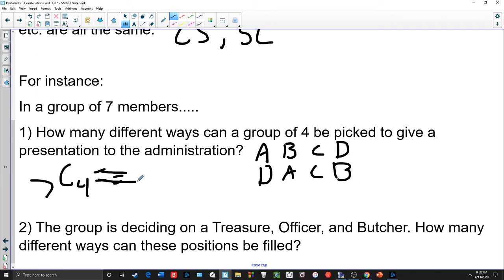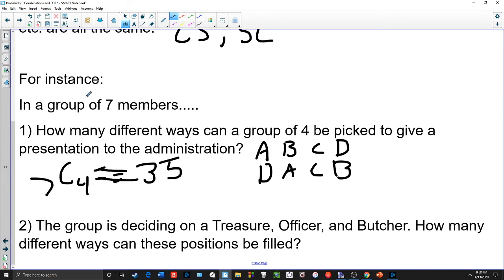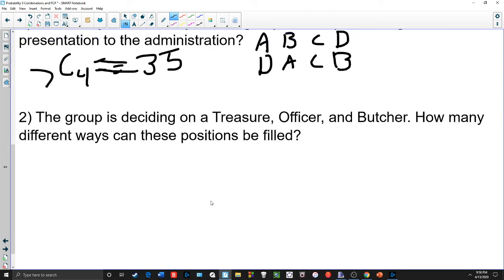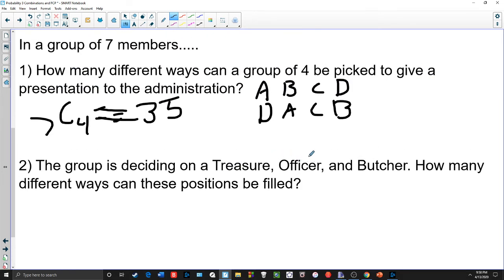Whoops, I already put the equal sign there. So equals 35. So again, switching the order here is not meaningfully different. Whereas down here, same group of 7 people, but you're picking 1 person to be treasurer, 1 person to be officer, and 1 person to be butcher. How many different ways can these positions be filled?